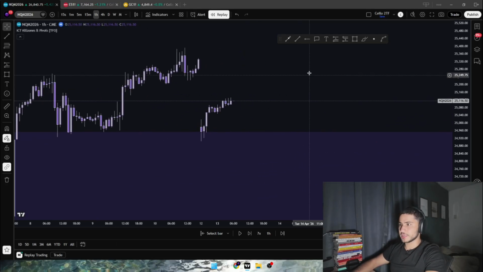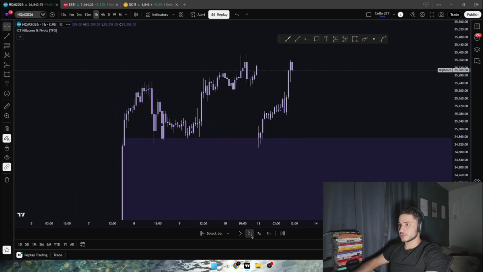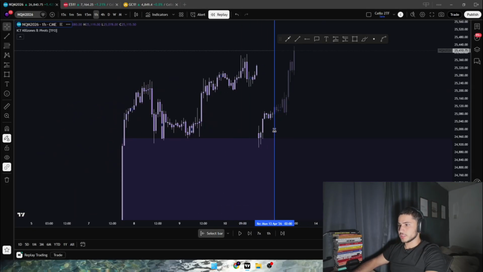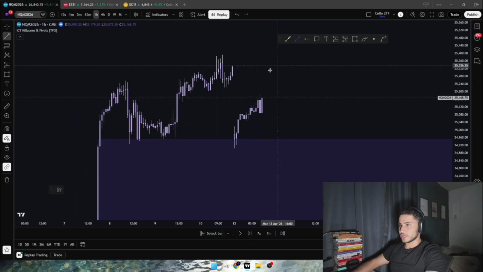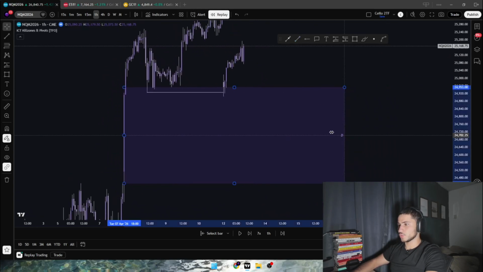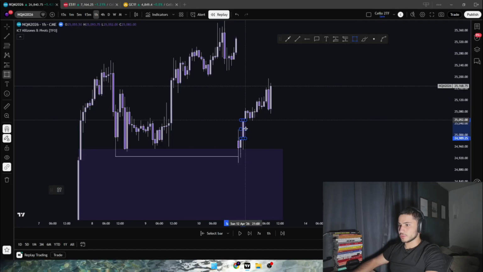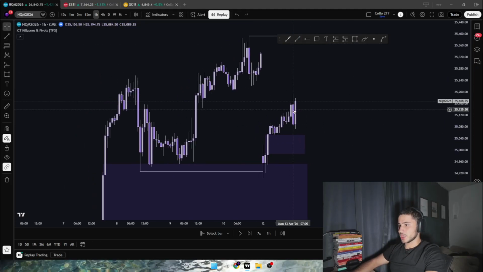We had this big opening gap which we just disrespect. Let's see right here. So what can we see? We can see right here we swept these lows as well. We came into the daily fair value gap, and what did we do? We respected this fair value gap and we pushed higher.